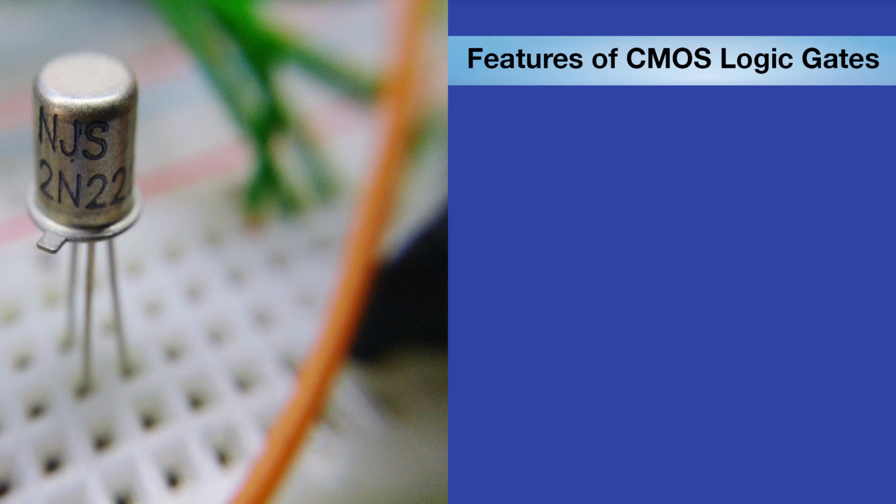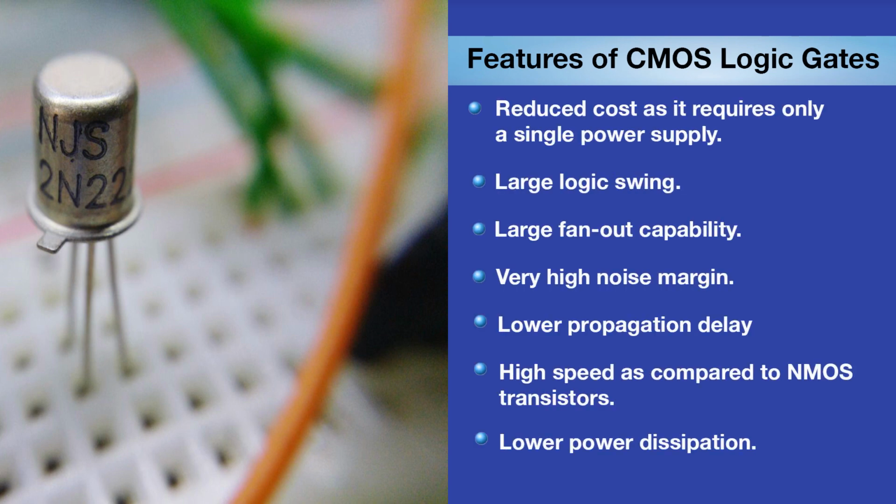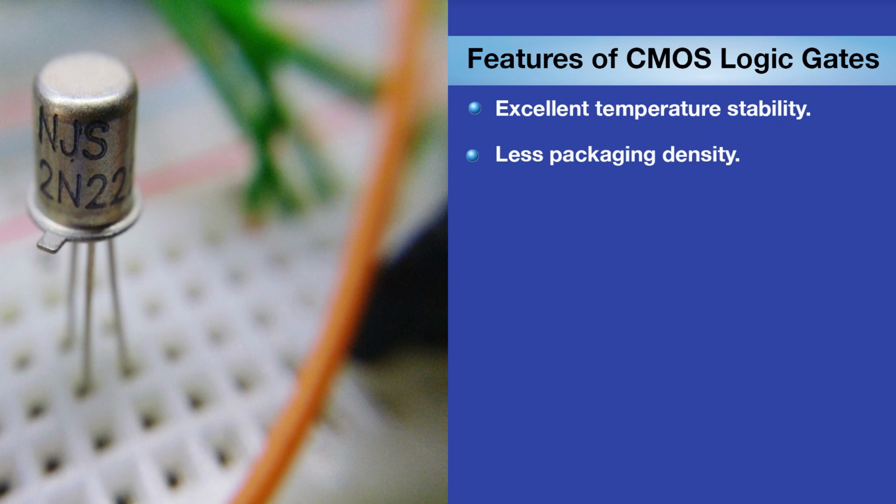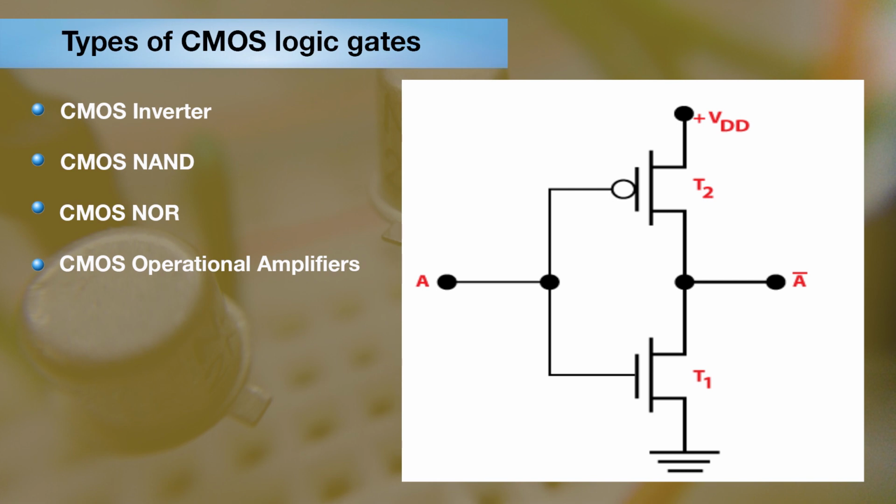Features of CMOS logic gate: large logic swing, large fan out capability, very high noise margin, lower propagation delay, high speed as compared to NMOS transistor, low power dissipation, excellent temperature stability, less packing density. Now types of CMOS logic gate: CMOS inverter, CMOS NAND, CMOS NOR, CMOS operational amplifier. The figure shows the CMOS inverter. The CMOS inverter is formed by connecting the PMOS and NMOS transistors in cascade as shown in the figure.